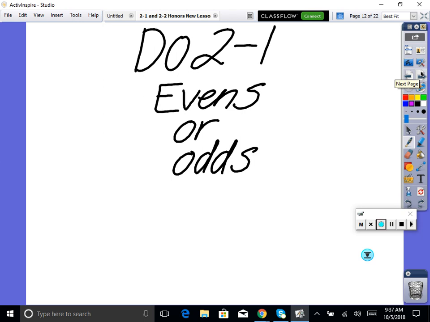So that's just that front page. 2-1 is just that front page, evens or odds. Notice the answers are all off to the side. So if you're not getting a correct answer and you're not understanding where they're getting it, raise your hand and ask.